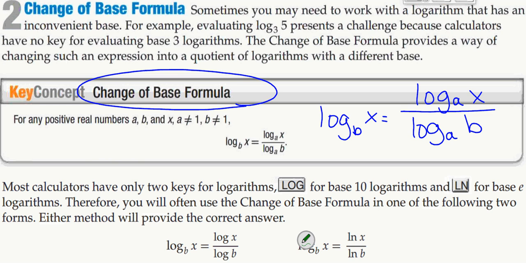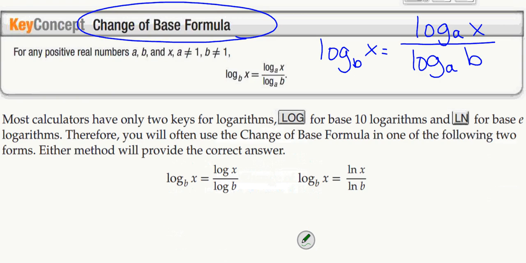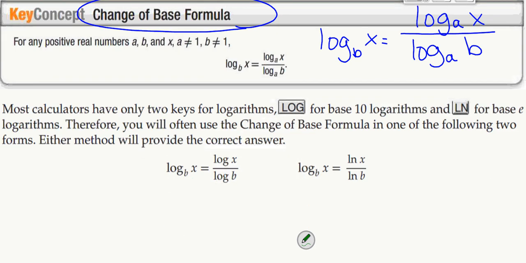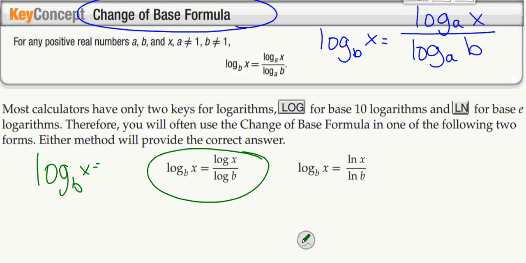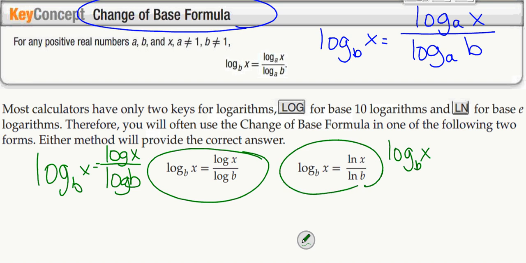And that a that's written here on this formula is usually what we use. The a that we're going to use is generally base 10 or base e. So then we can put that in a calculator. So you might want to write these extra ones here, and that is putting in the base 10 logarithm. So the log base b of x is equal to the log of x over the log of b, and that's changing it into a common logarithm, or the log base b of x, the second version, is equal to the ln of x over the ln of b.